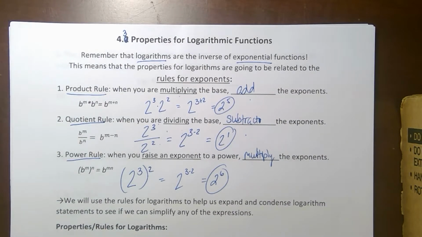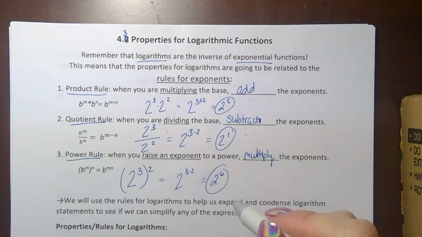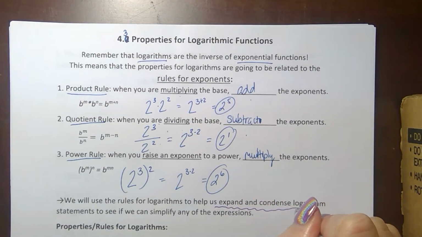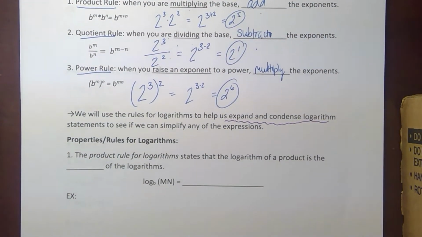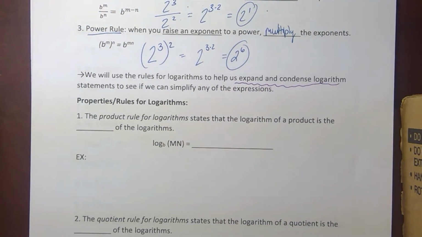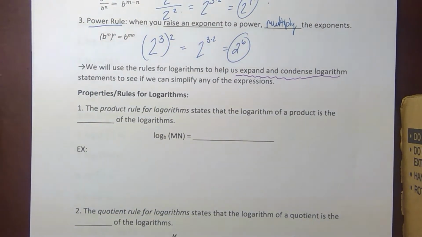Okay. We're going to use the rules for logarithms to help us expand and condense logarithmic statements to see if we can simplify anything. So we are going to use the rules we're about to get to see if we can expand and condense logarithms in order to simplify. Okay, properties or rules for logarithms. You're going to see them worded both ways, properties or rules for logarithms.